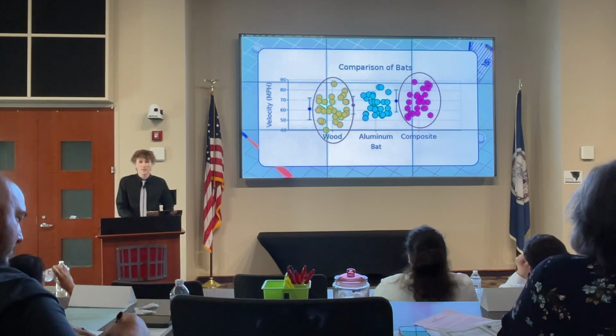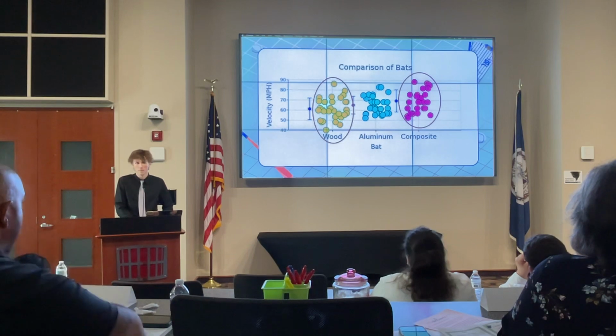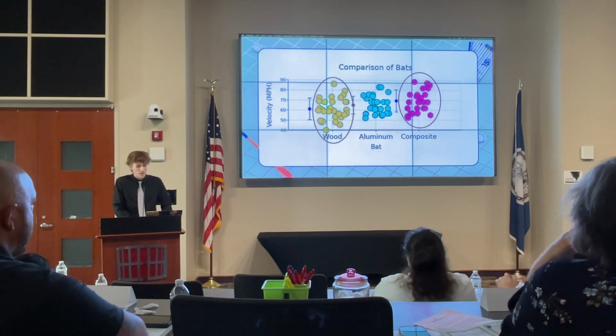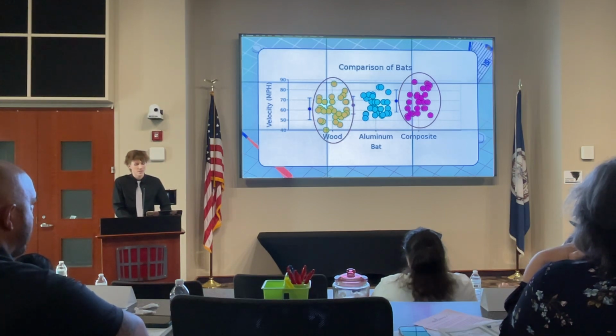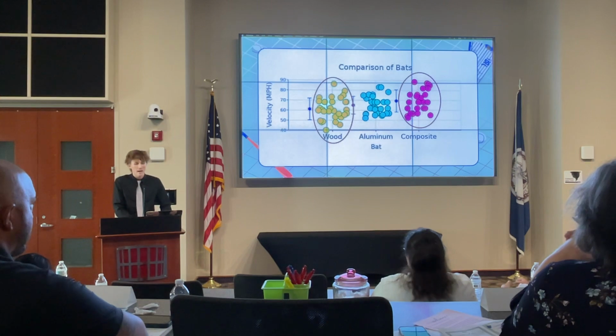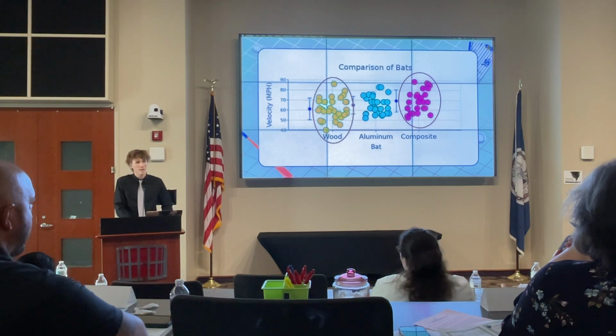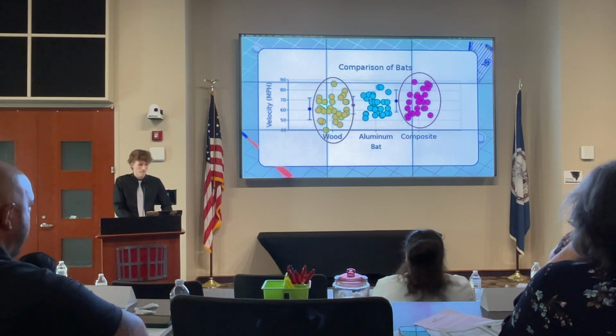But before that, we can look into how tight the groupings were. And doing this can show which bat was actually the most consistent. Looking at the graph, it's very easy to see that the aluminum bat was much more consistent than the wood and composite. However, when looking at this, it is apparent that the wood and composite bats had higher maximums, which may mean that it is harder to hit a ball as hard with an aluminum bat.